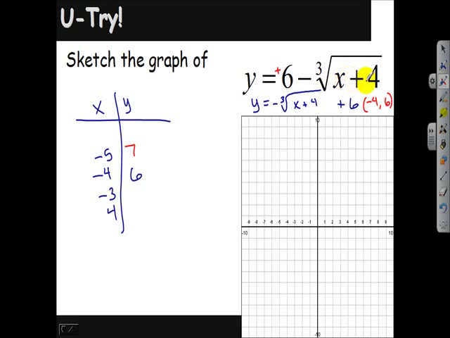Let's try -3. -3 plus 4 is 1. Cube root is 1. 6 minus 1 is 5. And when I put in 4, I get 8. Cube root, that's 2. 6 minus 2 is 4. So let's plot points. And my key point, -4, 6. 1, 2, 3, 4, 5, 6 right here. That's going to be where it turns. And I should have a -5, 7. I should have a -3, 5. And a 4, 4. 1, 2, 3, 4.